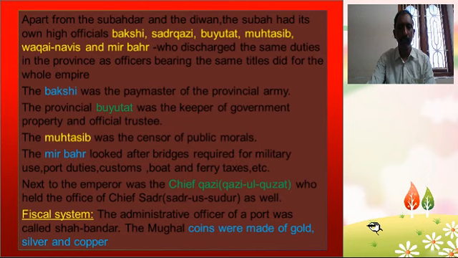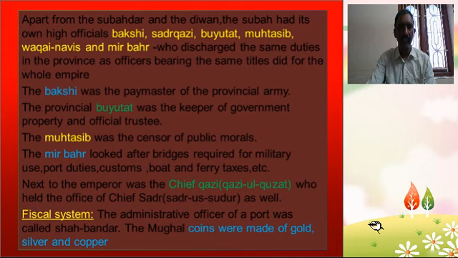The provincial Bitikchi was the keeper of government property and official trustee. The Muhtasib was the censor of public morals. The Mir Bahr looked after bridges required for military use, fort duties, customs, boat and ferry taxes, etc.